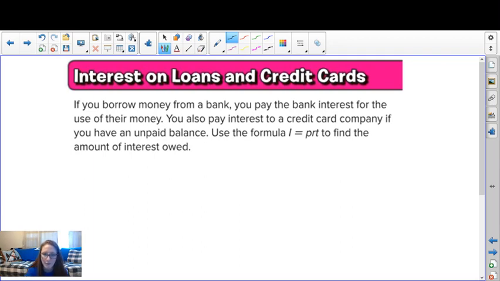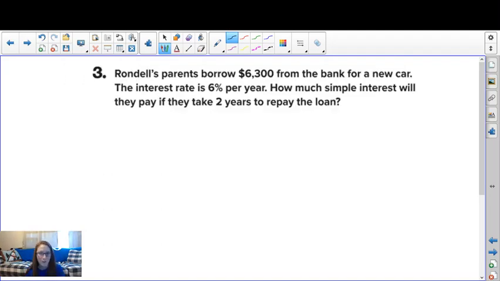Okay, if you borrow money from a bank, you pay the bank interest for the use of their money. You also pay interest to a credit card company if you have an unpaid balance. You still use the same formula to find the interest owed. And then if you're asked to find how much you pay, you take the previous balance plus that amount of interest and add those together to get your total bill. It's really sad. Don't borrow money.